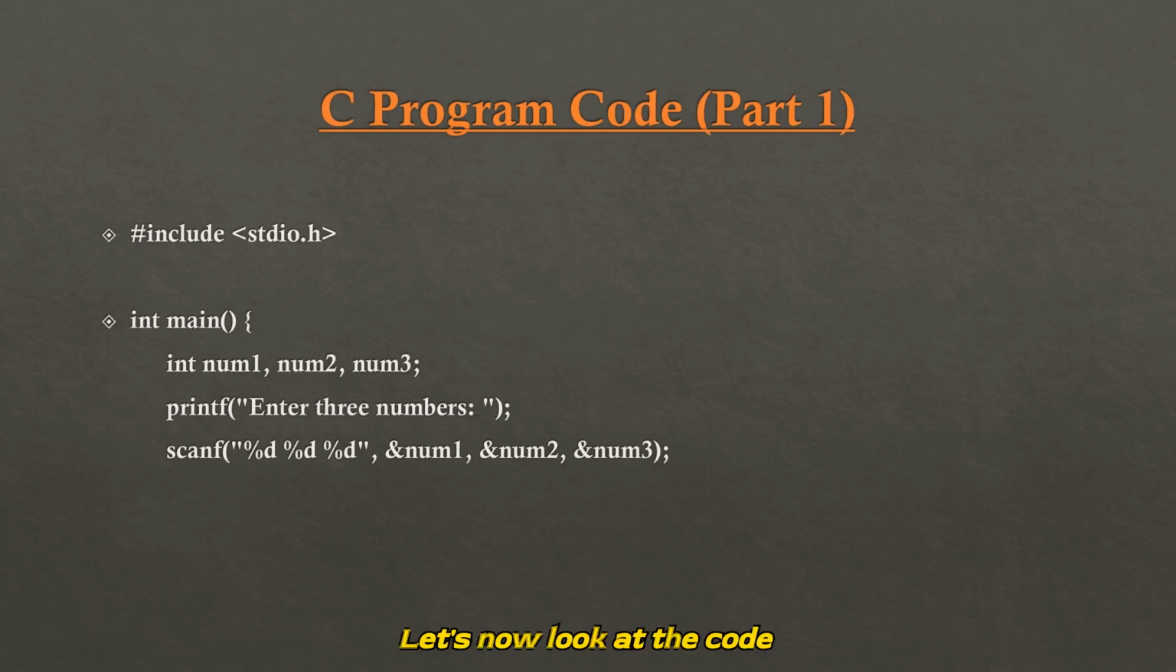Let's now look at the code implementation. First, we include the standard input-output header file using #include <stdio.h>. This allows us to use functions like printf and scanf. In the main function, we declare three integer variables num1, num2, and num3, which will hold the values input by the user. We then prompt the user to enter these values using the scanf function. At this point, the user will input the three numbers that the program will work with.